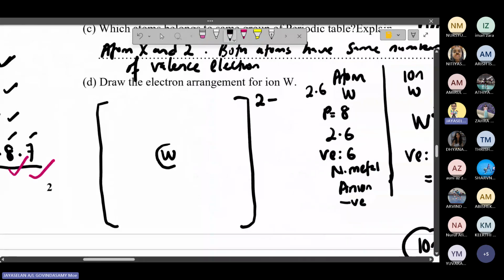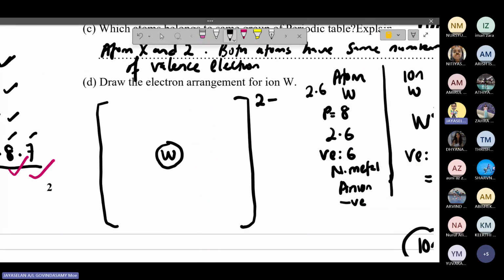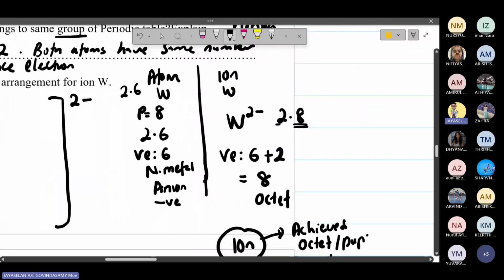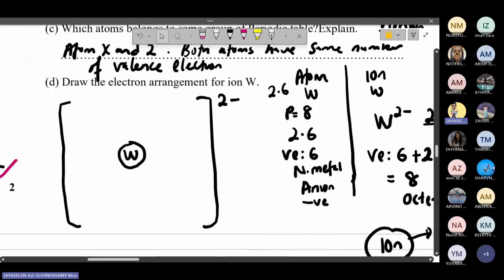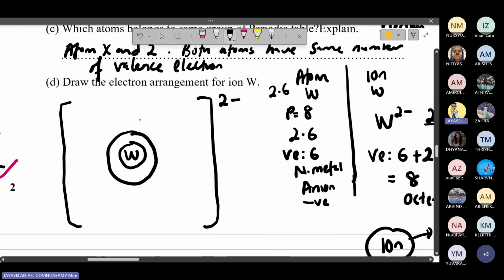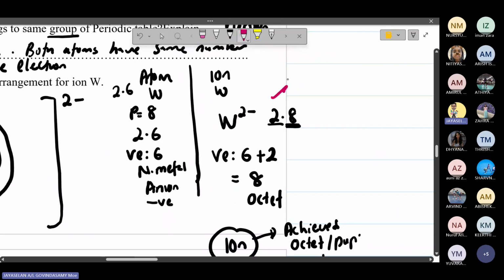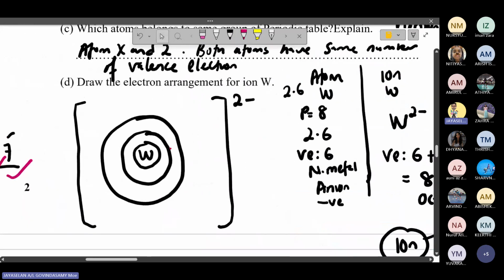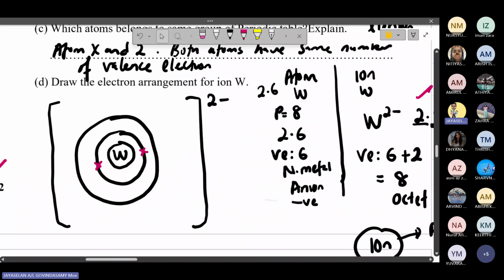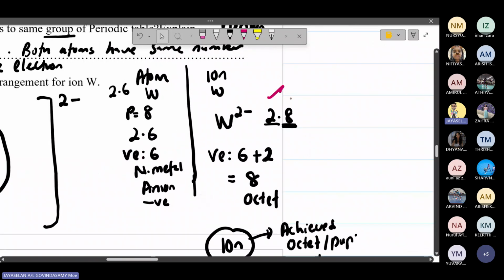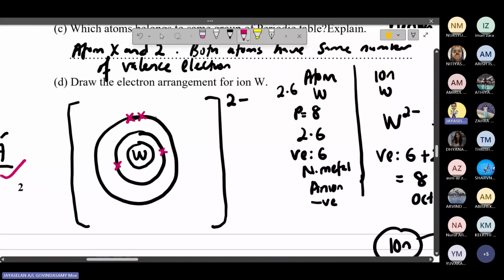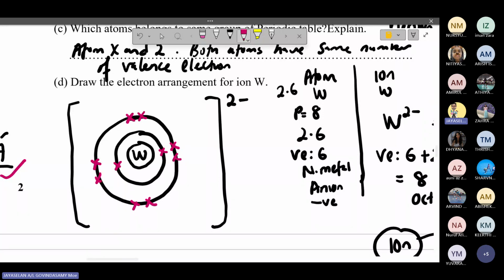So how to do? W nucleus. No need to label. How many shell? 1, 2. So I put here first shell, second shell. First shell, how many electron? 2 electron. So I put here first shell, 2 electron. Second shell, how many electron? 8. So I put here 1, 2, 3, 4, 5, 6, 7, 8. And magnitude all there, you already score 2 marks.